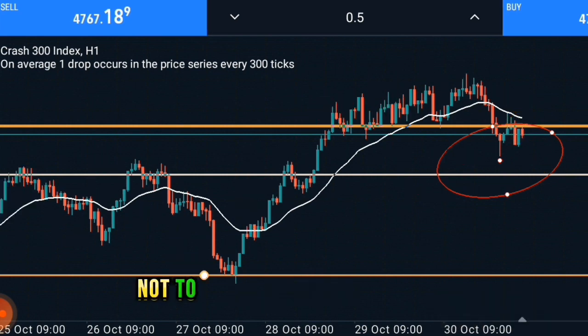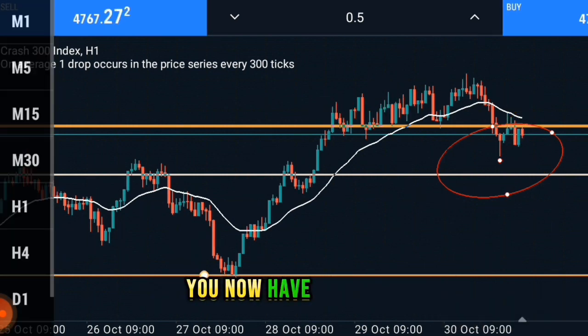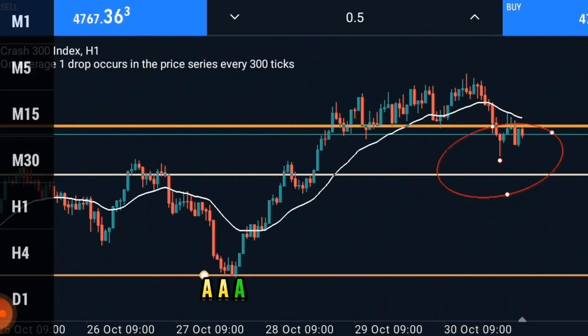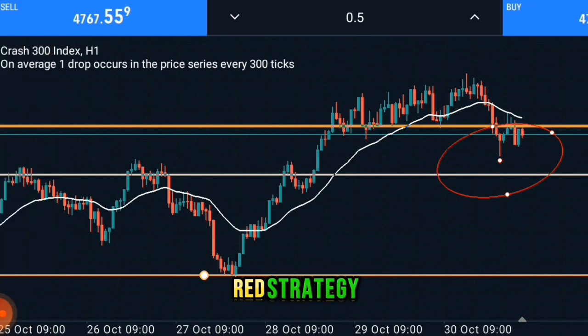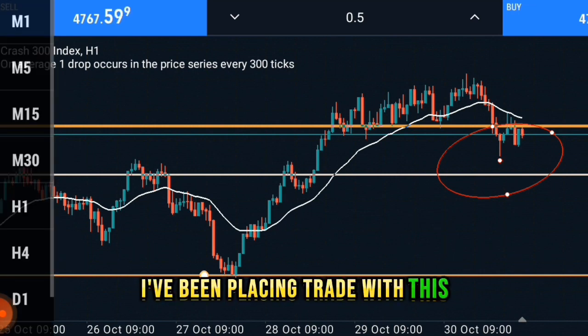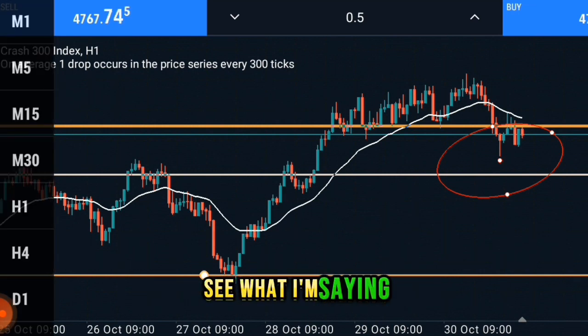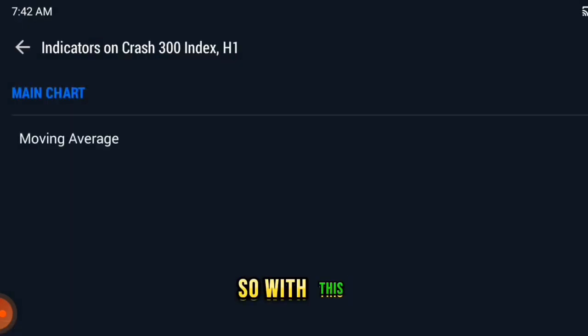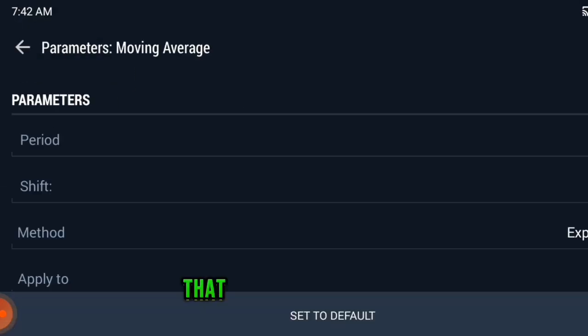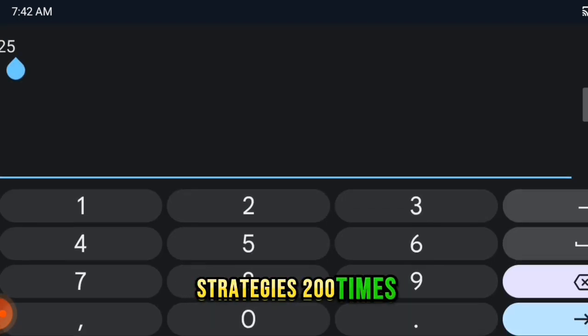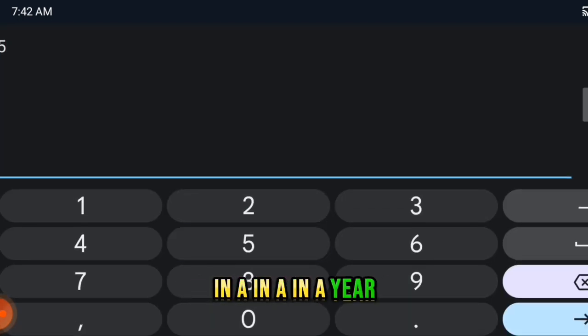And then, for you not to confuse yourself the more, you now have to put on a moving average that is higher than what you already have. Because I'll be placing trade with this very strategy. I've been placing trade with this very strategy so that you see what I'm saying in clear terms. So with this, you'll be adding another one. It's not a must that you'll be changing strategies 200 times in a year.